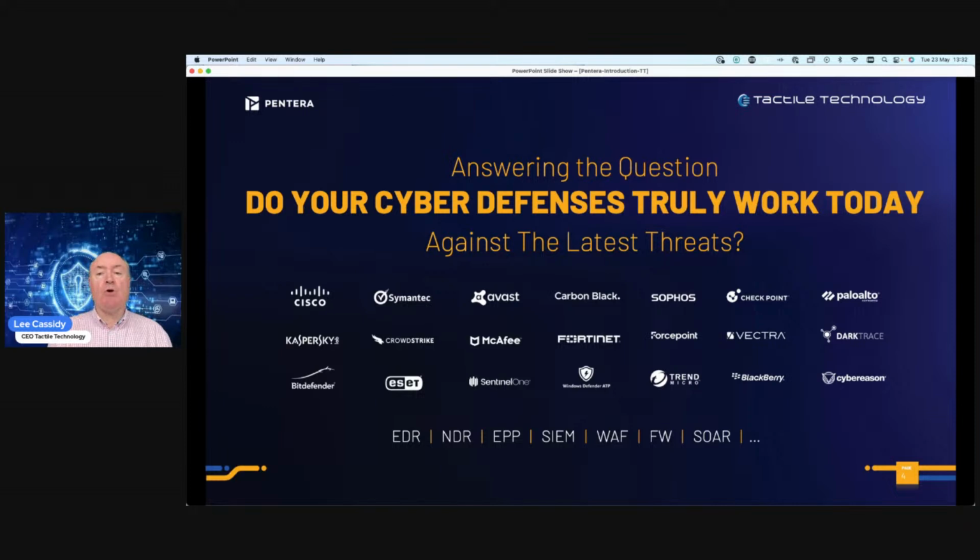But do we know if they're all working? Do we know if they're tuned and configured correctly to actually meet the needs of our infrastructure? And that's one of the problems. You can spend a lot of money on technology, but if it's not configured correctly and set up correctly, you may not see the alert.